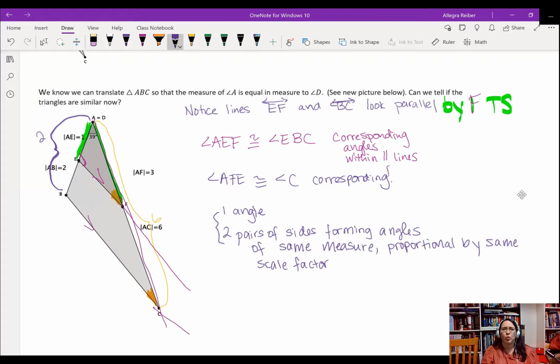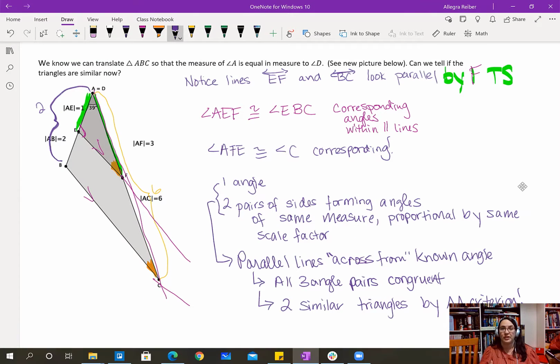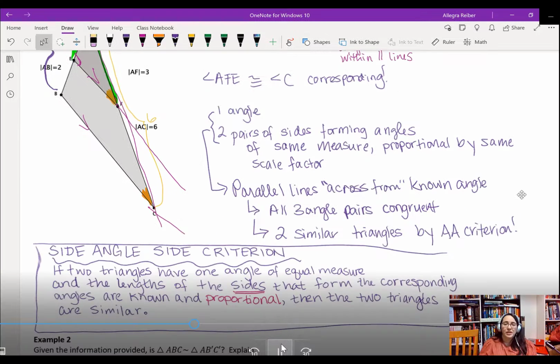Using this, we were able to use the fundamental theorem of similarity to say, oh, we have parallel lines. And from there, that gave us corresponding angles so that we could use the angle-angle criterion. So this gives us what we call the side angle side criterion for determining triangle similarity. When we have two triangles with this one angle of equal measure, where the lengths of the sides that form that angle happen to be proportional in the two triangles, we know they are similar.